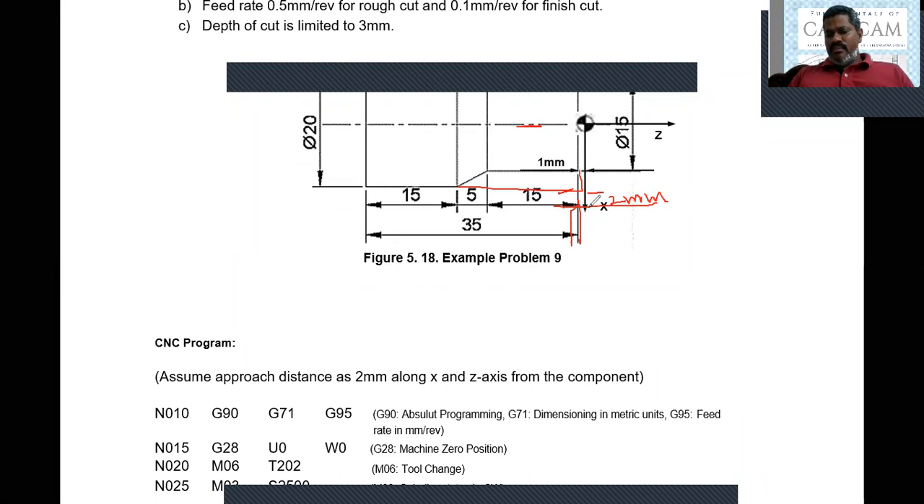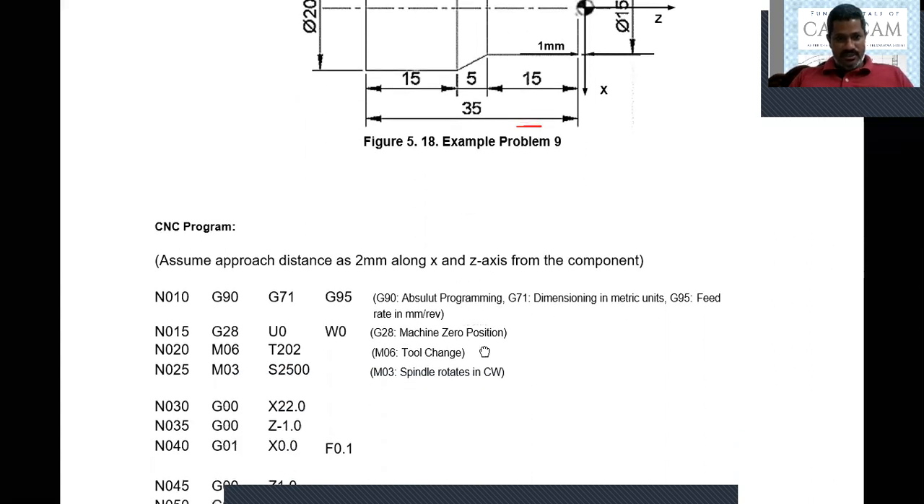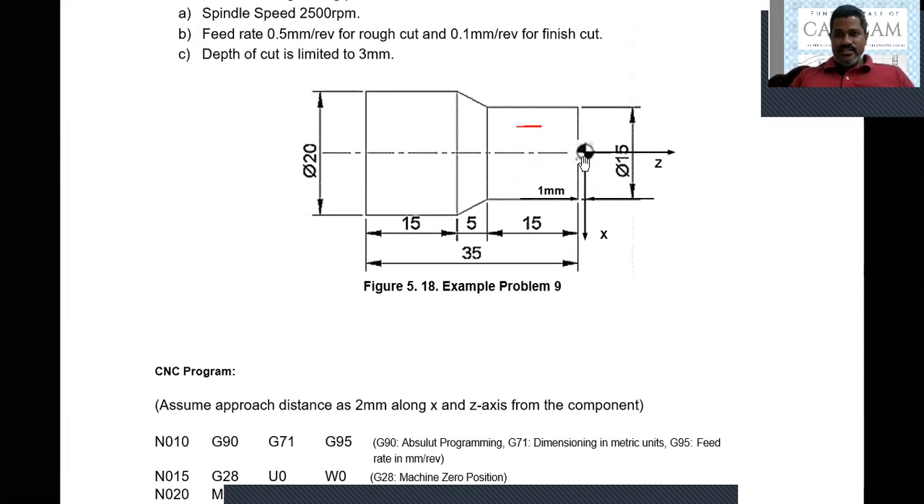I'm moving minus one distance towards the negative Z axis. Let me show you. Minus, because the first operation to be performed on this component is a facing operation for a depth, for a length of 1 mm. Facing operation reduces the length, right? So I need to move the tool towards negative Z axis by 1 mm.